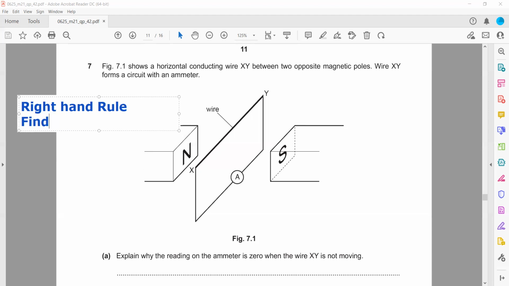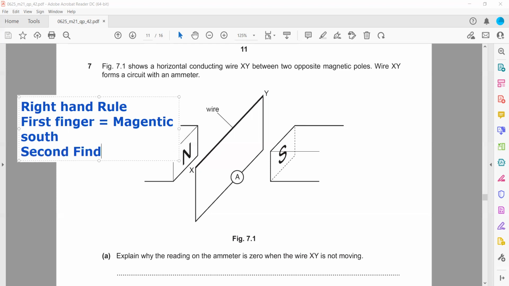in which the index finger, the first finger, will represent the direction of the magnetic field, and magnetic south here. The second finger points in the direction of the current, and the thumb automatically will show the direction of the motion.